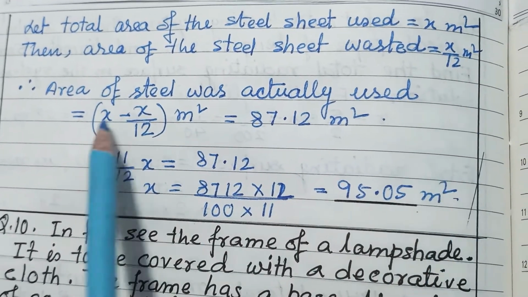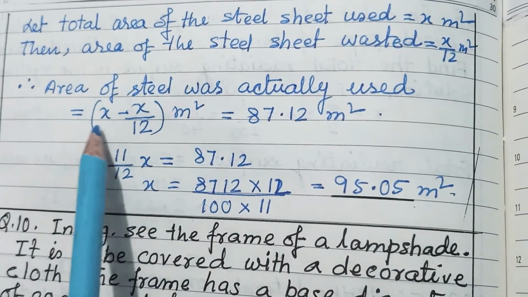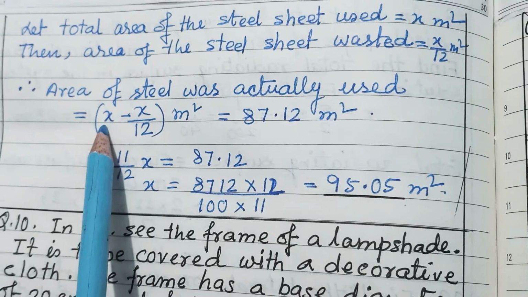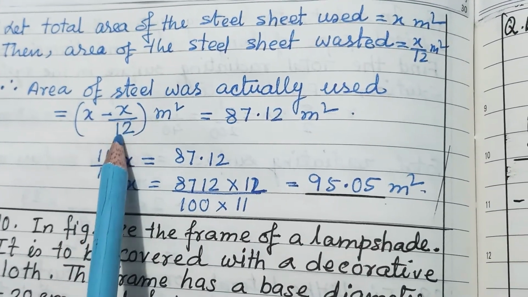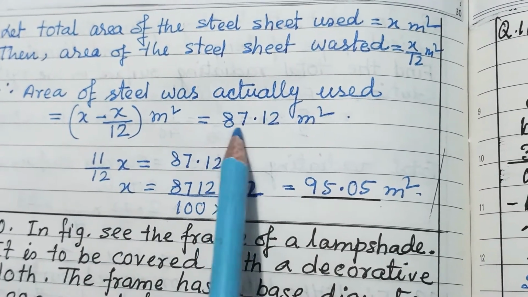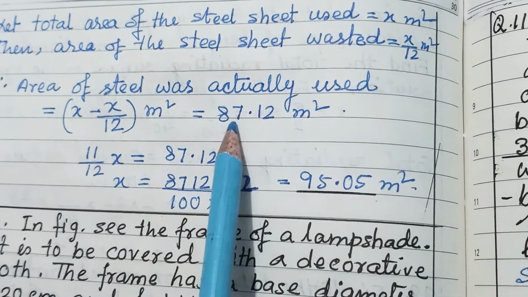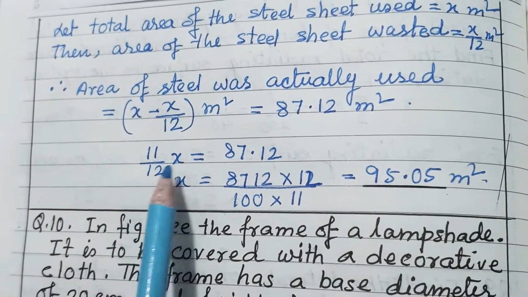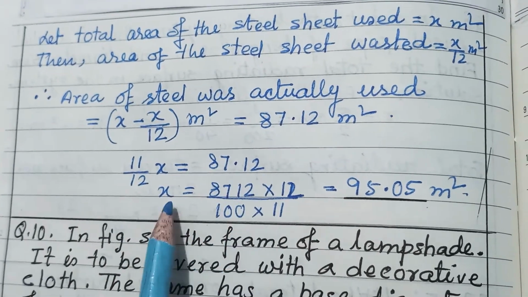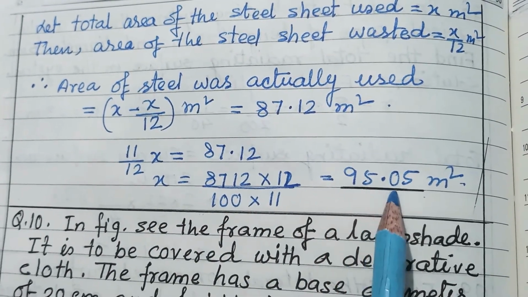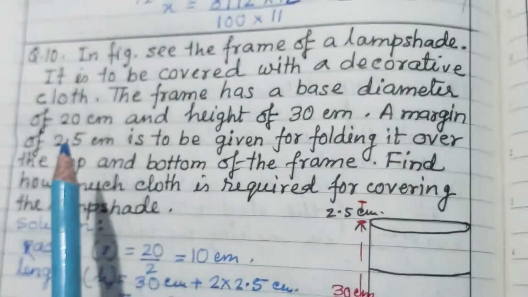So therefore the area of steel actually used, total used is X. Out of this, this much is the wasted part. So X minus X upon 12 is equal to 87.12. That we have already found out. So okay, it is 11 upon 12 X is equal to 87.12, X is equal to 95.05 meter square. Got it? Next question, question number 10.